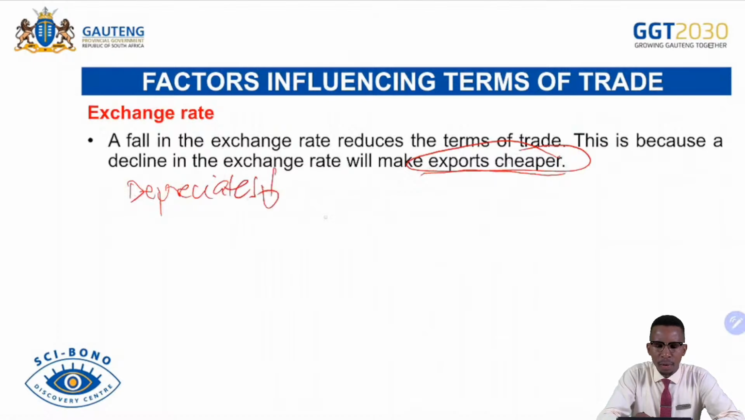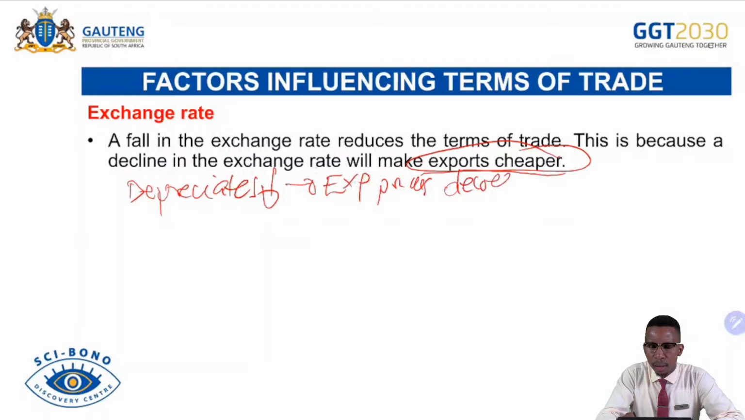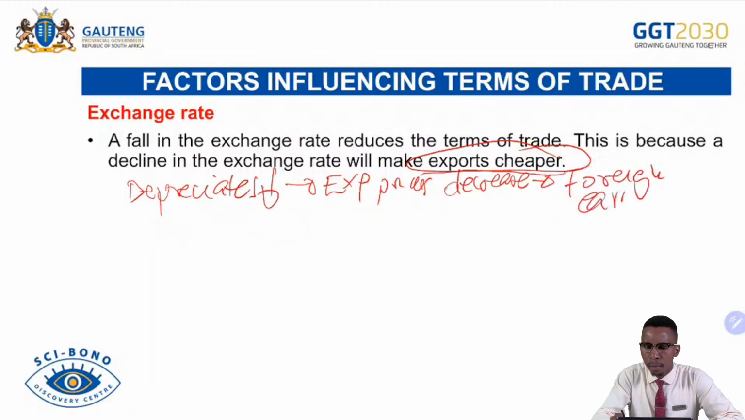So it loses the value. What is going to happen as the South African rand loses value? Export prices will decrease. And for that sake, that will mean exports will be cheap. As exports are becoming cheap, there will be less foreign earnings on exports.